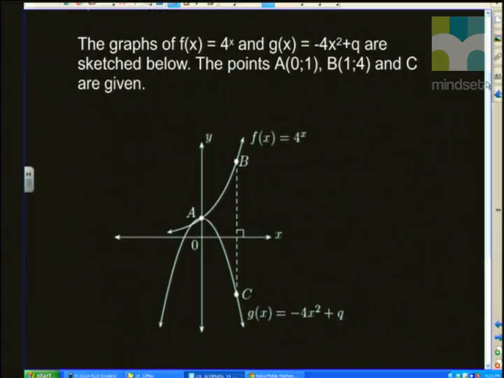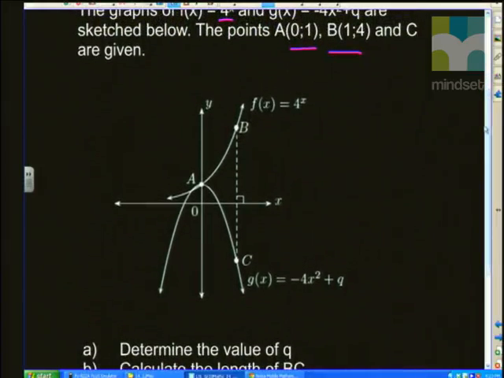Okay, so we've got the graph of f(x) = 4^x, that's your exponential function, and it's drawn on the graph. You can see they've written there f(x) = 4^x. They say g(x) = -4x² + q, so that's your parabola. It's a downward facing graph, therefore it has a maximum turning point. The points A (0, 1), B (1, 4), and C are given. So I'm going to put down A is the point (0, 1), that's our little purple dot there. B is the point (1, 4).